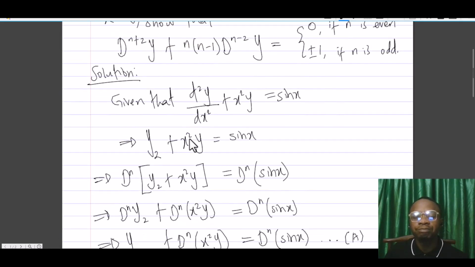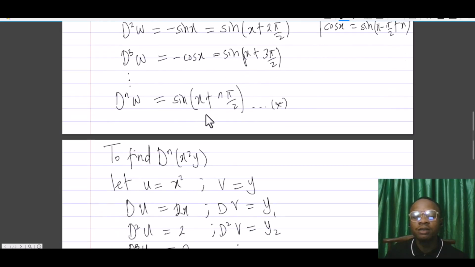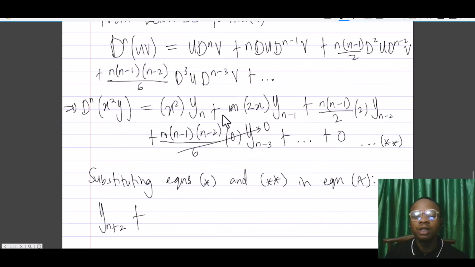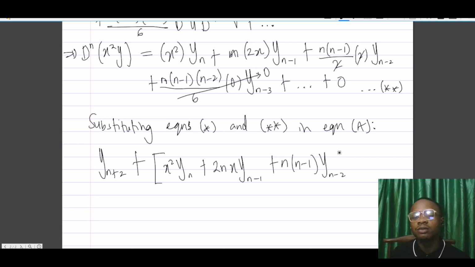So for our substitution into equation A, this is what we need to substitute next, which is what we just corrected now. So we can say that this is going to be plus what we obtained here, which was x squared y sub n, then plus 2nx y sub n minus 1, then this 2 we cancel this 2, then plus n into n minus 1, then y sub n minus 2. So that's everything we have for that.